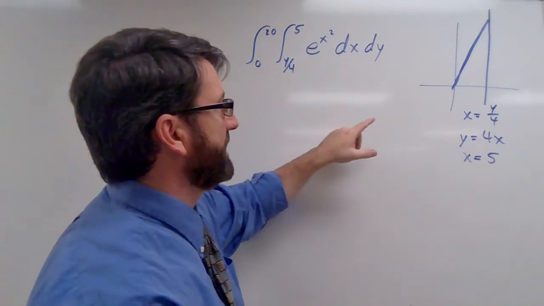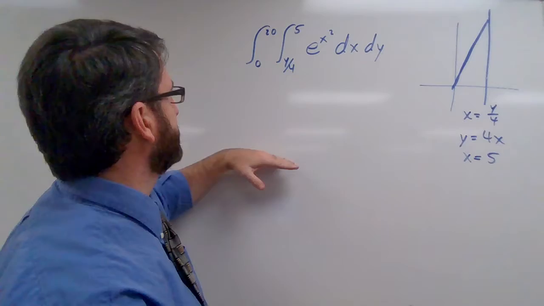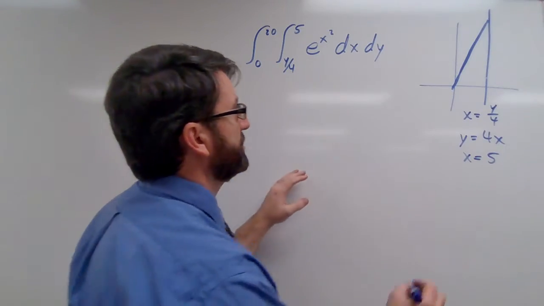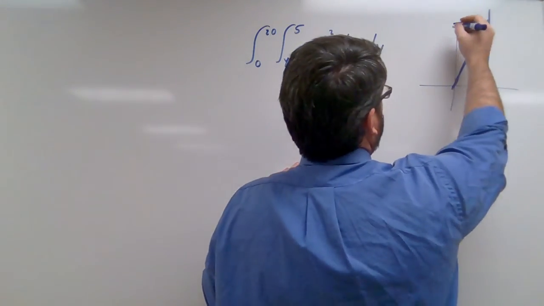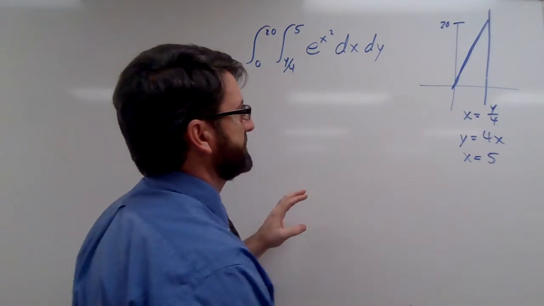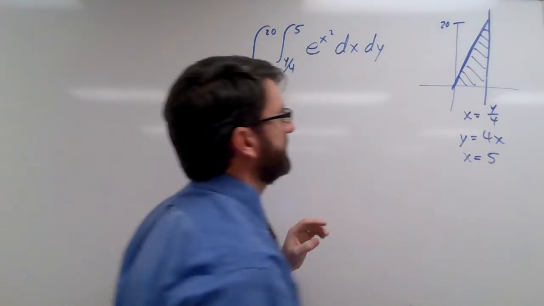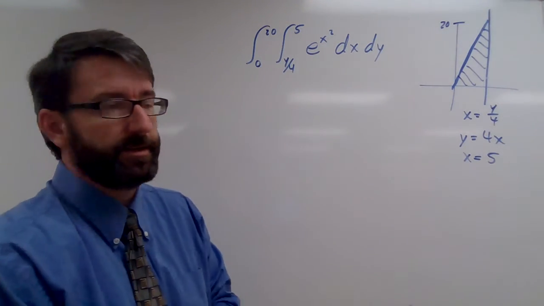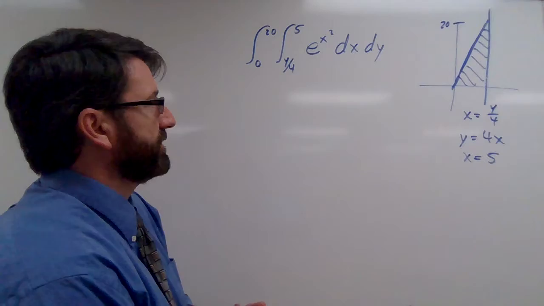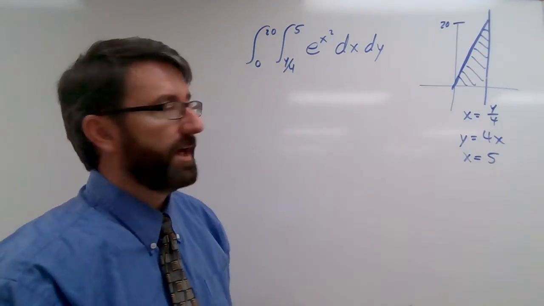We're taking these slices from this line to this line, and we're stacking them up from 0 to 20, which is where these two are going to meet. And so we've just got that triangular region there. And so we're taking horizontal slices as it is written like this.